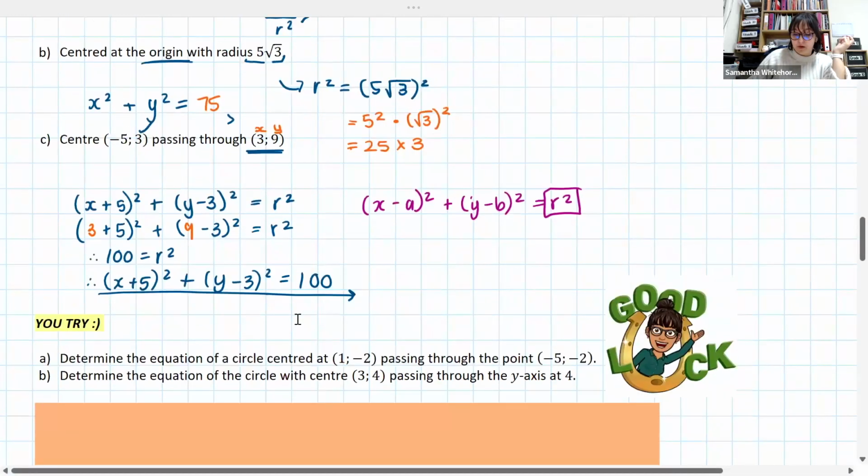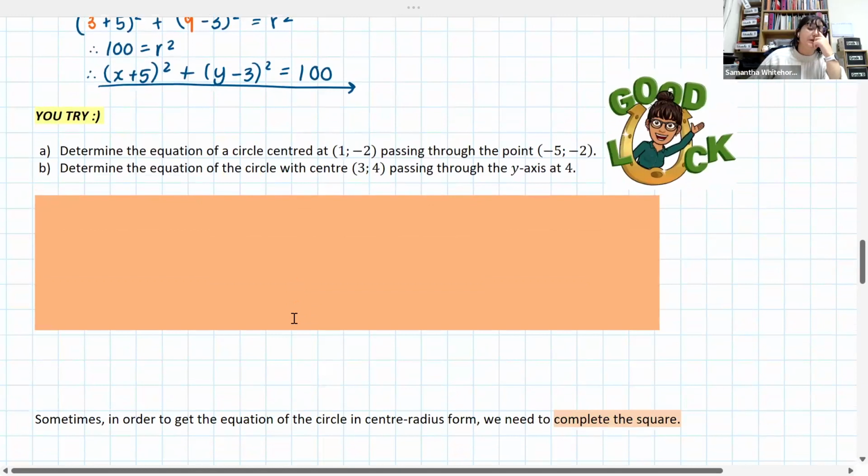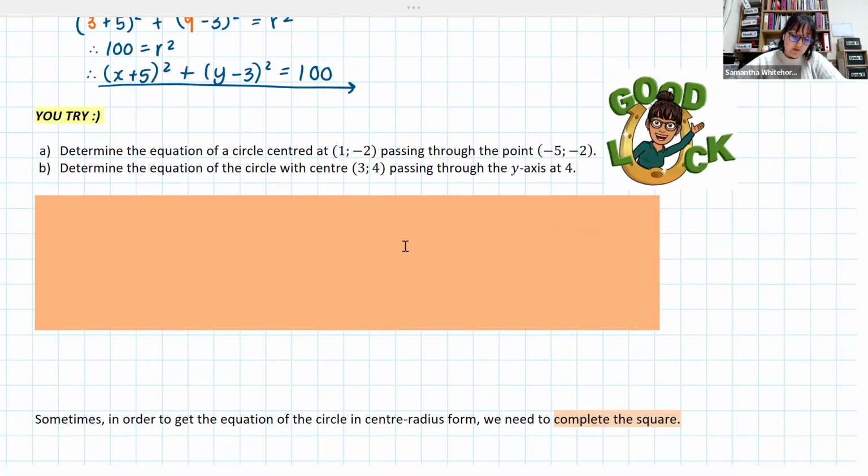Okay, so these are the two questions I want you guys to try for me. Determine the equation of the circle centered at 1, -2, passing through the point -5, -2. And then determine the equation of the circle with center 3, 4, passing through the y-axis at 4. Just read it carefully, take in your information, let's see what we get.